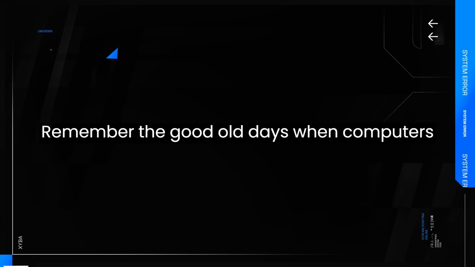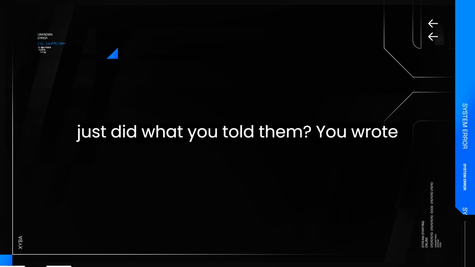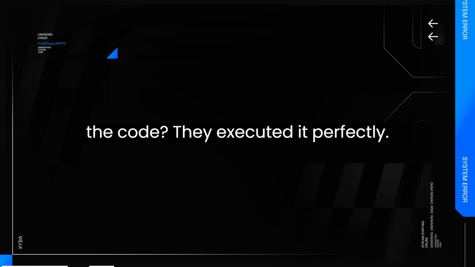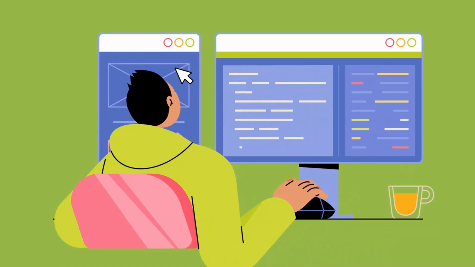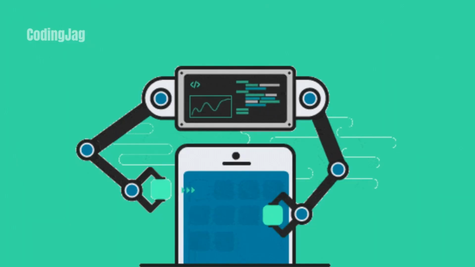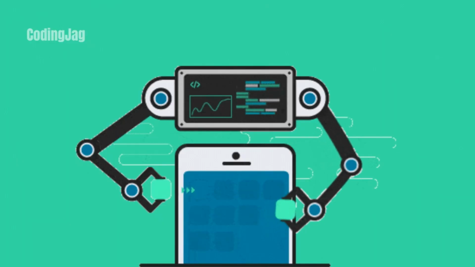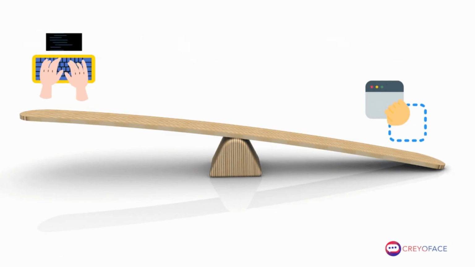Remember the good old days when computers just did what you told them? You wrote the code, they executed it perfectly. Well, things have gotten a lot more interesting and sometimes a little confusing with artificial intelligence. Today, let's break down the difference between AI programming and that traditional way of doing things. Ready to get your tech geek on?